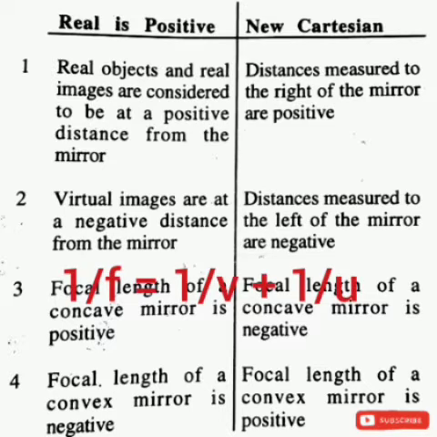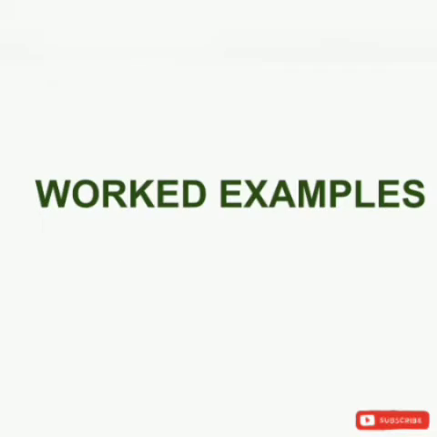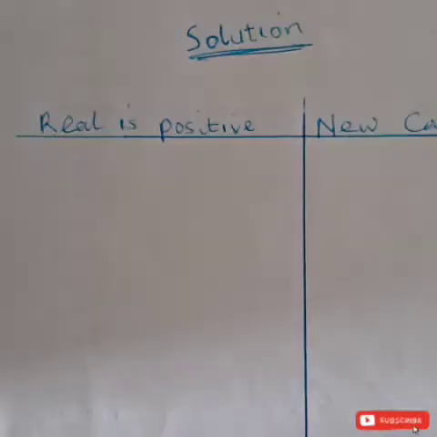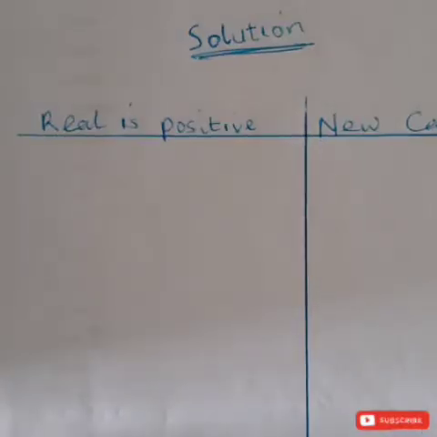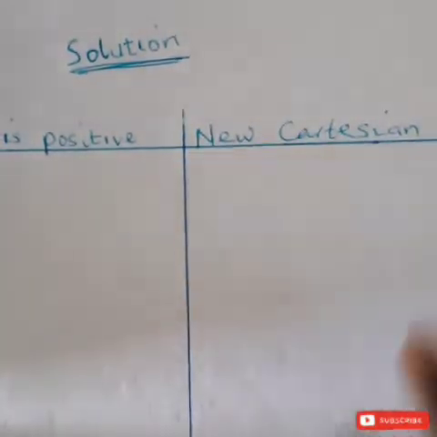So let us apply the mirror formula to solve some examples. An object is placed 10 cm in front of a concave mirror whose radius of curvature is 12 cm. Calculate the position, nature, and magnification of the image produced. Alright, for this problem, I'm going to be using the two conventions, real is positive and the new Cartesian.